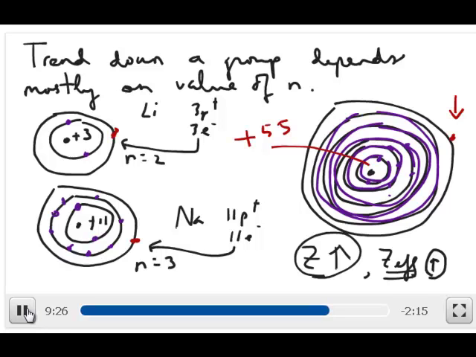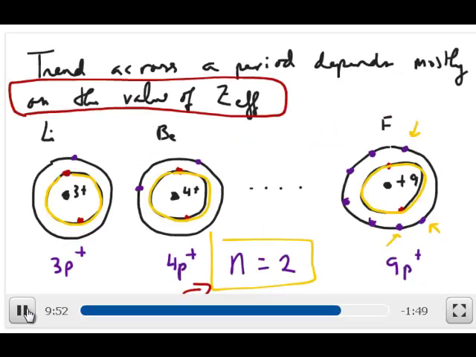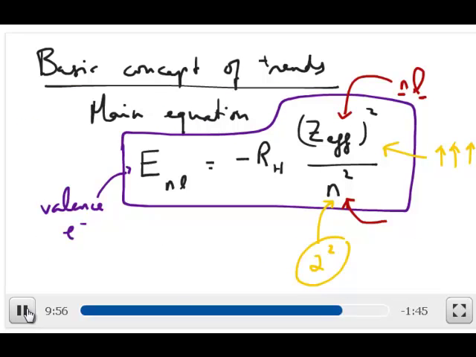However, the other thing that clearly goes up is the principal quantum number. By the time you get to cesium, your n value right here is n equals 6. So you've gone from n equals 2 to n equals 3 to n equals 6 as you go down that group. Now what happens if you go back and look at the equation? Here's the original equation. You see that if you go down a group, the n value goes up. It goes up by quite a bit.